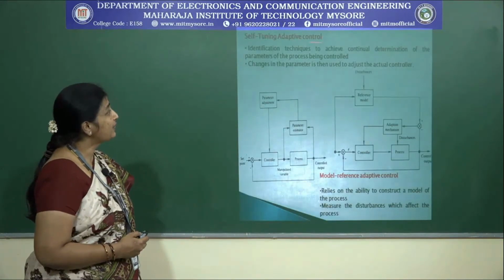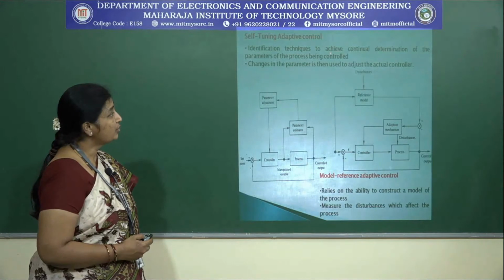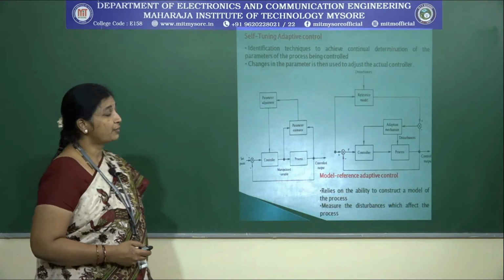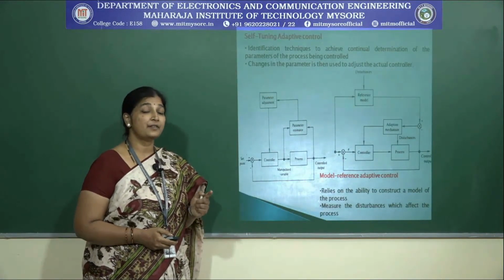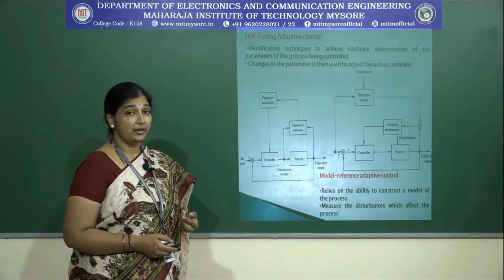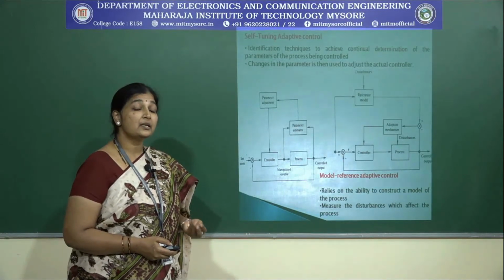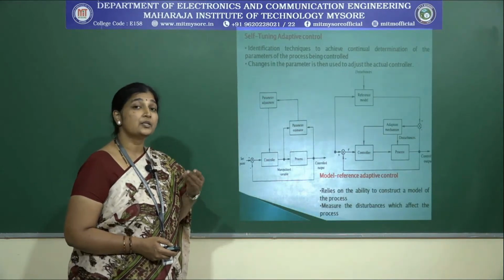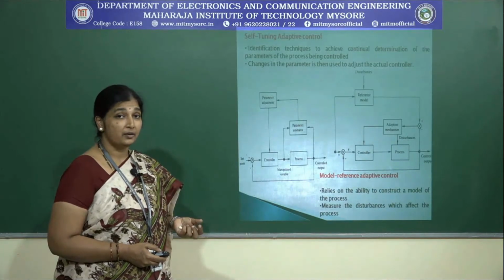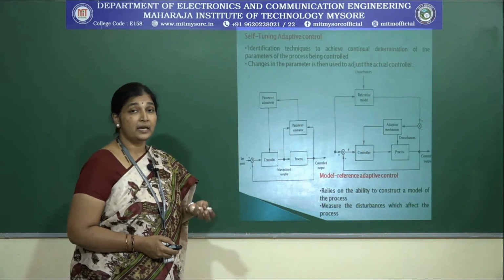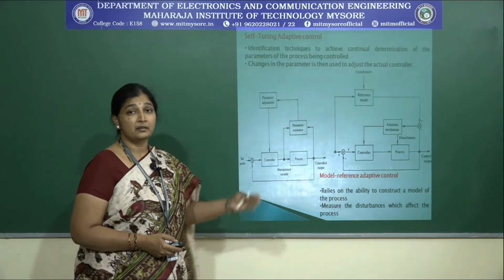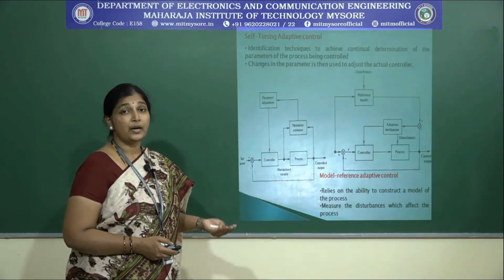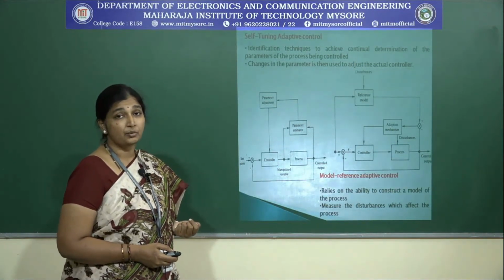Self-tuning adaptive control uses an identification technique to achieve continual determination of the parameters of the process being controlled. For example, if you remember, we gave an example regarding crude oil extract. It is a continuous system, not a batch system, and there should be monitoring of the crude oil extracts. After the continuous process you have batch processing to get the fractionates from the crude oil, correct?